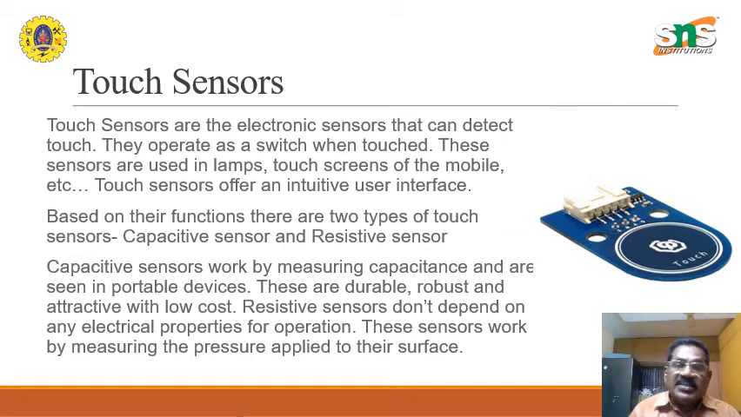One is the capacitive sensor, the other one is the resistive sensor. Capacitive sensors work by measuring the capacitance and are seen in portable devices. They are durable, robust, and attractive, and low cost. The resistive sensors don't depend on any electrical properties for operation. These sensors work by measuring the pressure applied to their surface.